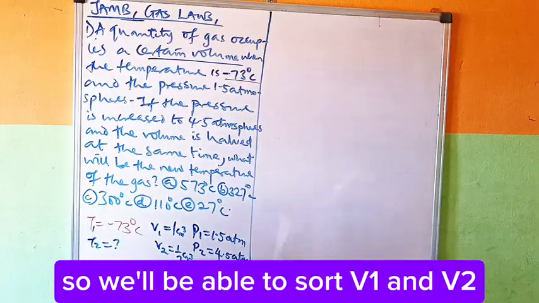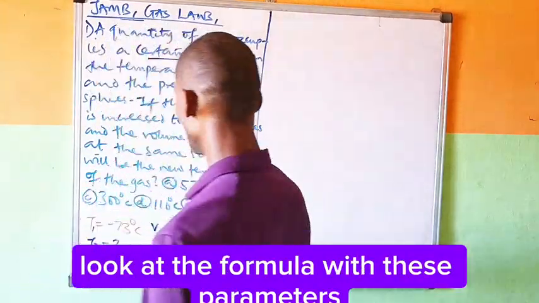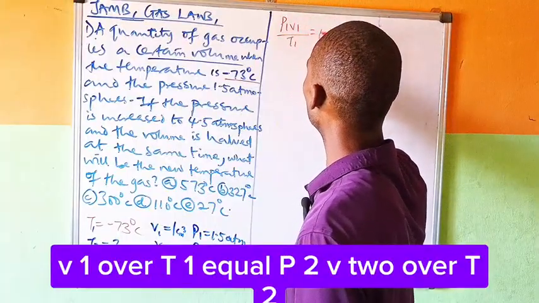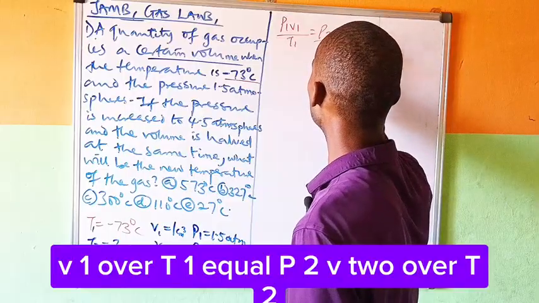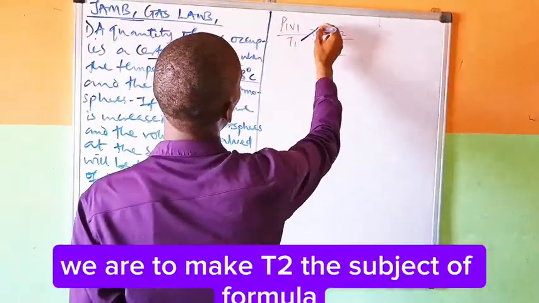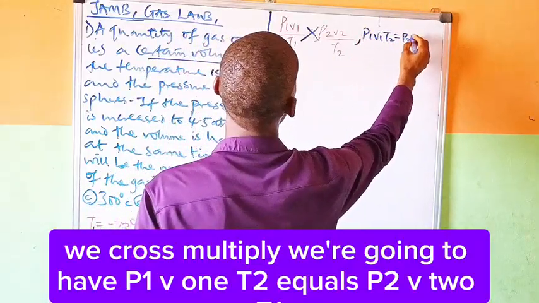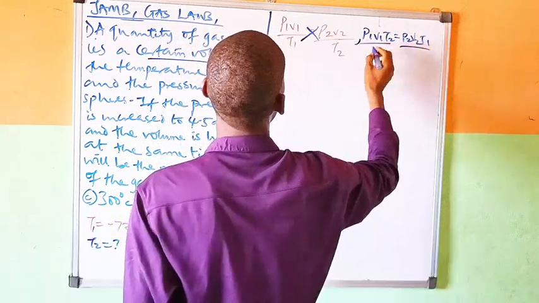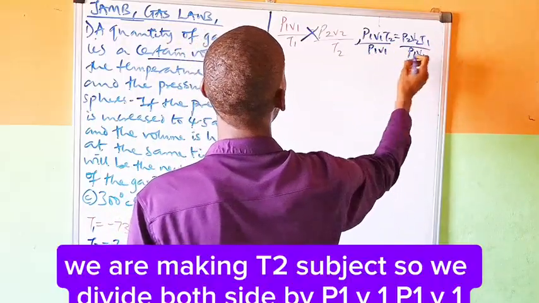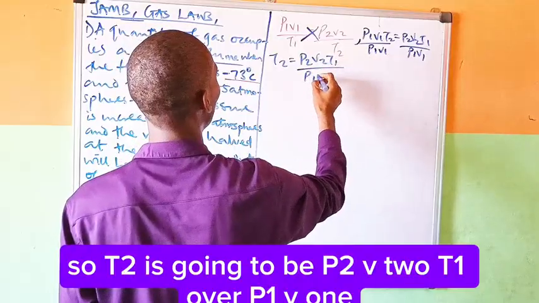So we'll be able to sort V1 and V2. Let's look at the formula. With these parameters, we're going to use the formula P1 V1 over T1 equals P2 V2 over T2. That is the combined gas equation. We are to make T2 the subject of the formula, so we cross multiply. We're going to have P1 V1 T2 equals P2 V2 T1. We are making T2 the subject, so we divide both sides by P1 V1. So T2 is going to be P2 V2 T1 over P1 V1.